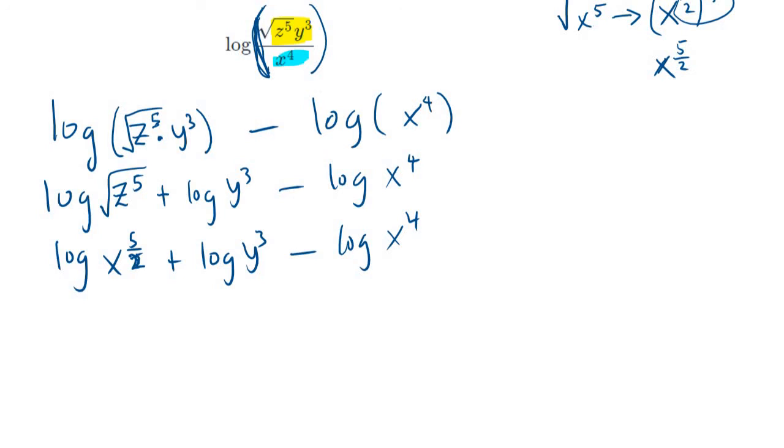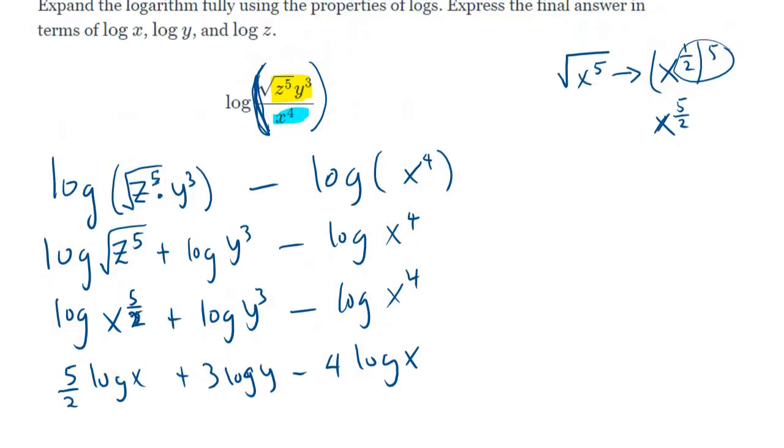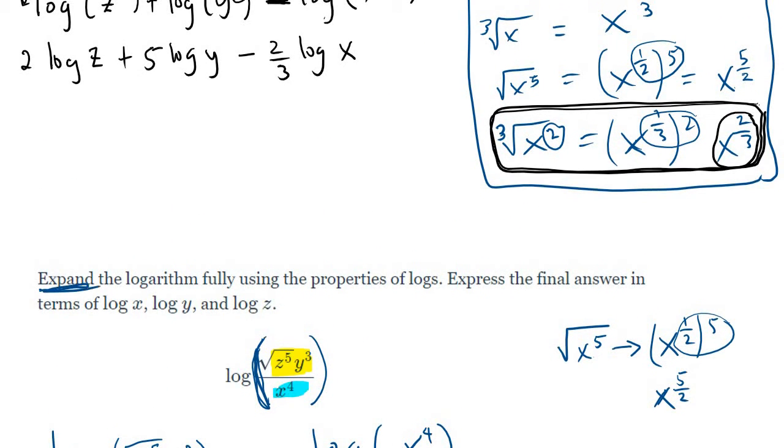So now we just need to apply rule number 3 and move each of the exponents to the front. So it will be 5/2 log of x plus 3 log of y minus 4 log of x. We are pretty much done with this expansion, how to expand.